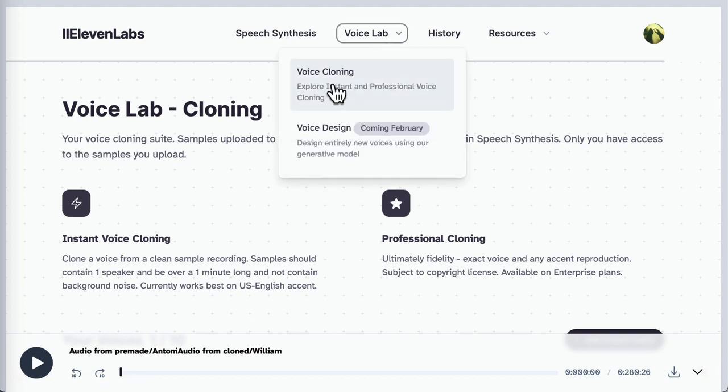So basically, those are the existing features that are available. They've got this feature called voice design, which I have no clue what it is, but it's coming soon in February. Well, it's already February now.